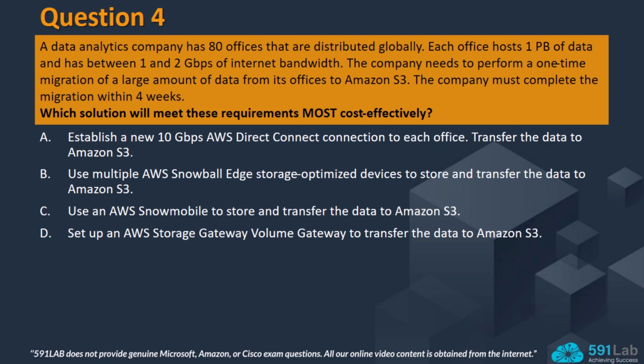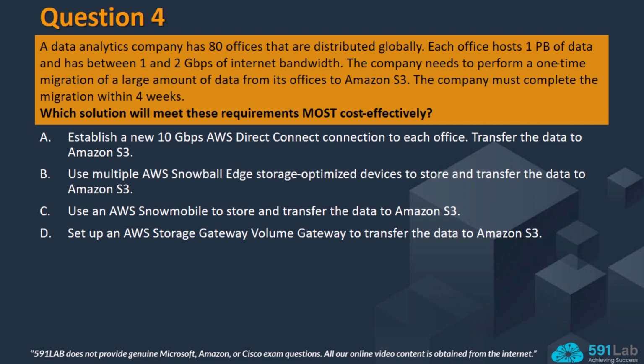Option A. Establish a new 10 Gbps AWS Direct Connect connection to each office, and transfer the data to Amazon S3. This option might incur high cost, and the time required to set up a new 10 Gbps Direct Connect connection to each of the 80 offices may not align with the 4-week migration time frame, so this is not the appropriate choice.